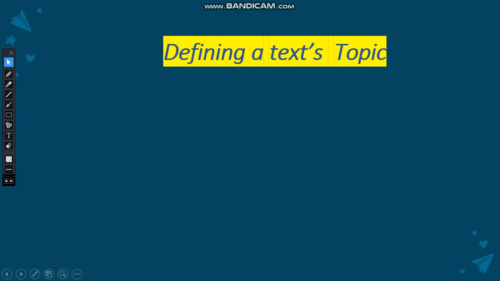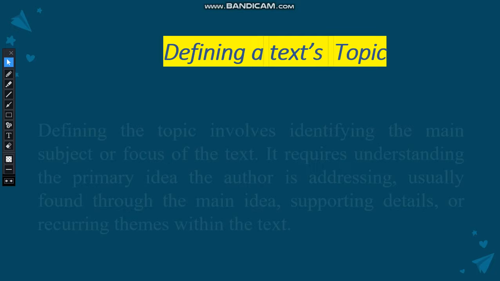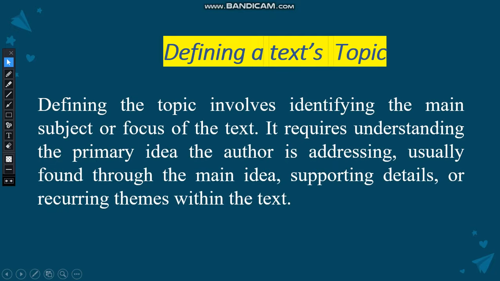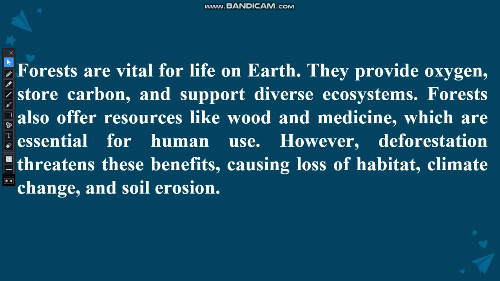Next part of the video is about defining a text topic. What is it? Defining the topic involves identifying the main subject or focus of the text. It requires understanding the primary idea the author is addressing, usually found through the main idea, supporting details, or recurring themes within the text. Let's consider the next example here.